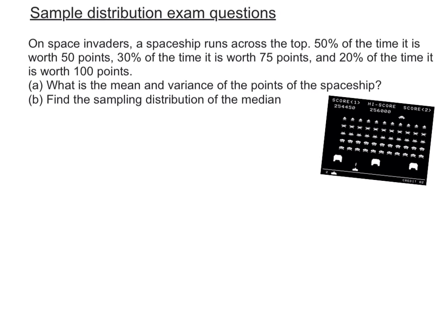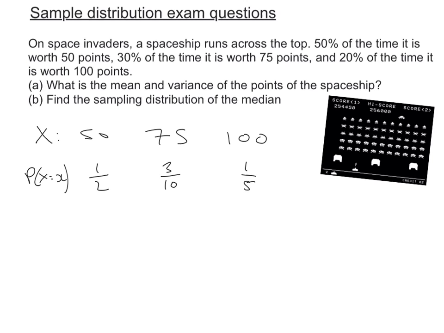Part A asks us to find the mean and variance of the points of the spaceship, and B asks us to find the sample distribution of the median. So let's start with finding the mean and variance. Well, let's list the possible outcomes. The value of the spaceship could be 50, 75, or 100. And the probability of each of those is, well, 50% is a half, 30% is 3/10, and 20% is a fifth. So that's the probability of each one of those happening.